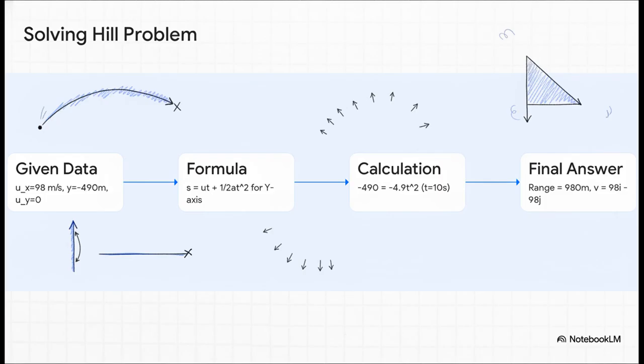Let's break it down. Looking at our given data, there is zero initial vertical speed. The initial horizontal speed is 98 meters per second, and the vertical displacement is minus 490 meters. Using our core formula for the y-axis, which is the second kinematic equation, we can calculate a 10-second fall. Once we know the object is falling for exactly 10 seconds, we just multiply that by the constant horizontal speed of 98. That gives us a massive 980-meter horizontal range.